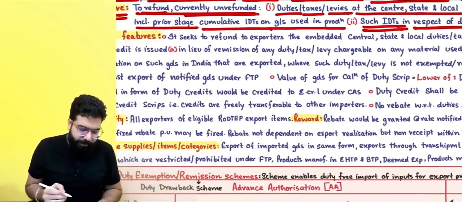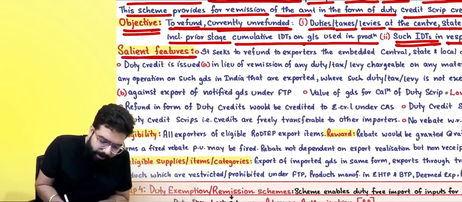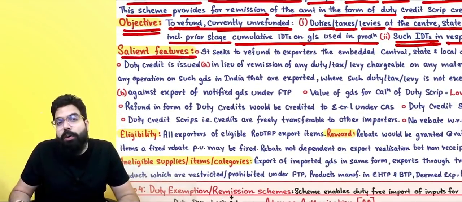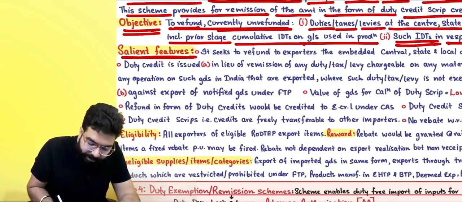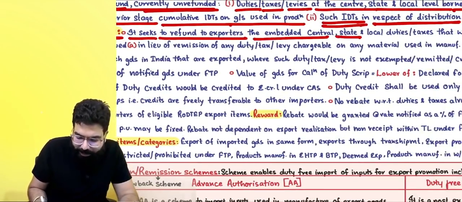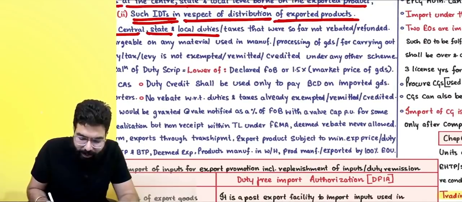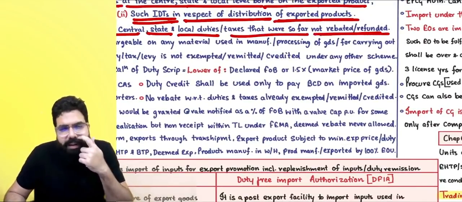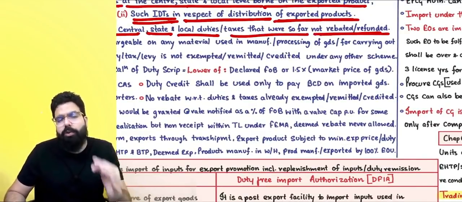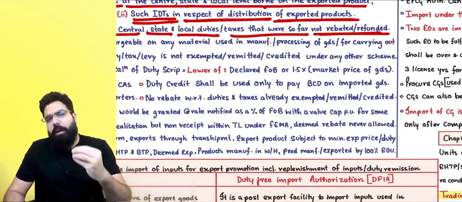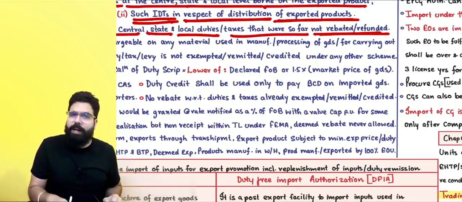Okay, sir. Next, what are the salient features? What are the features of RODTEP? It seeks to refund to the exporter the embedded central, state, and local taxes that are so far not rebated or refunded. Number one objective is to refund those taxes which are not refunded till now. We will give scrips for those taxes.